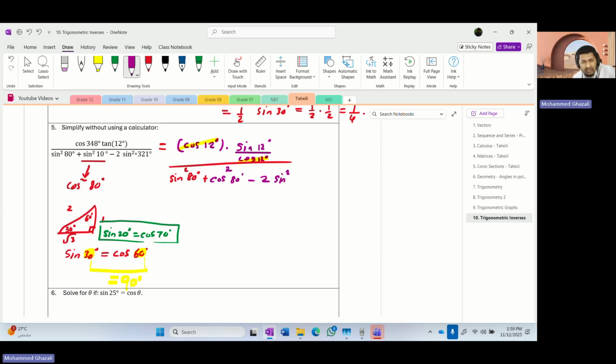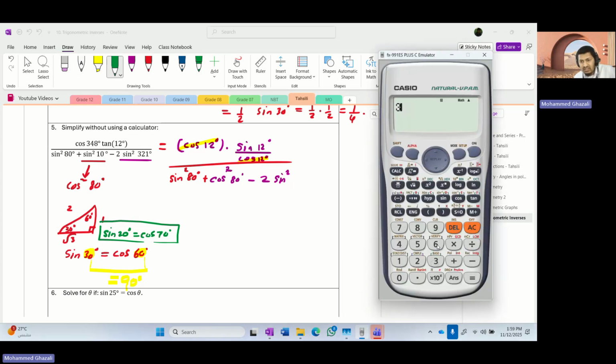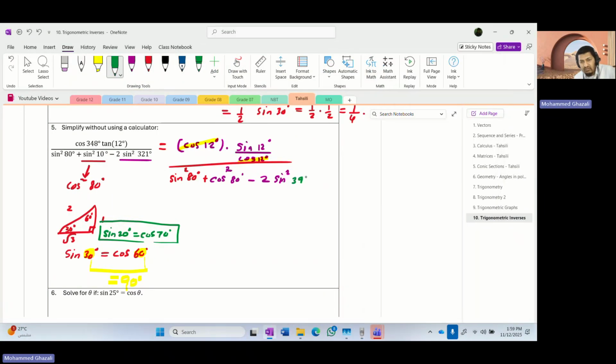Sine squared 321. Sine squared 321 is in the fourth quadrant, and either way, because it's squared, we don't need to worry about negatives because it is squaring. So sine squared 360 minus 321, I'm getting 39. Okay, so now the next step: sine squared plus cos squared, sine 12 on top, divided by 1 minus 2 sine squared 39.